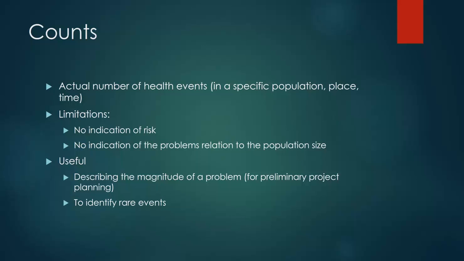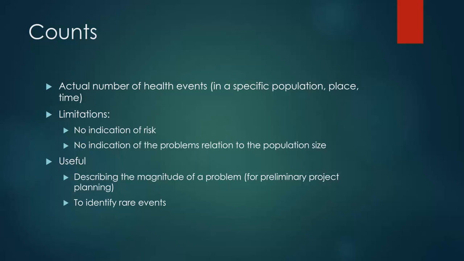So counts are the simplest measure of frequency. A count is just the actual number of health events in the population of interest. Counts are commonly used for program planning to gauge the magnitude of the problem and for the identification of rare or, in technical terms, sentinel and severe events. These rare or severe events should trigger action even though the number of cases is small. For example, the first case in a specific area of West Nile virus or a case of measles.